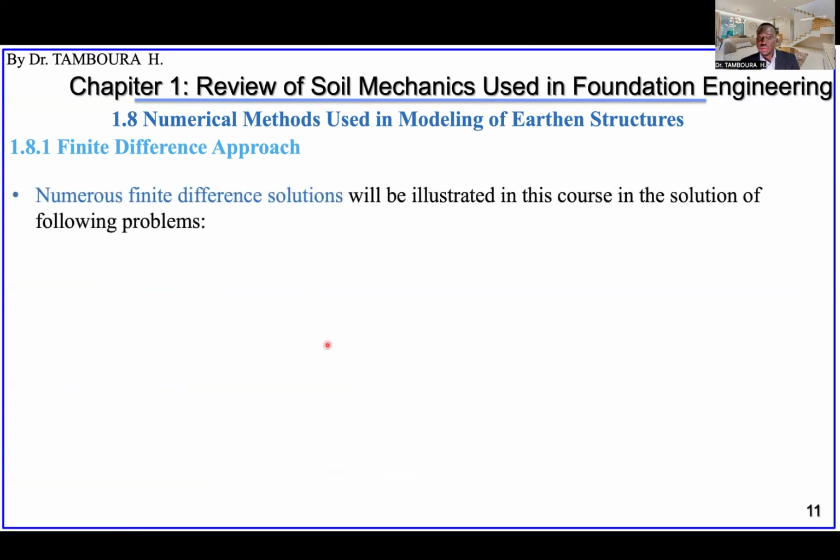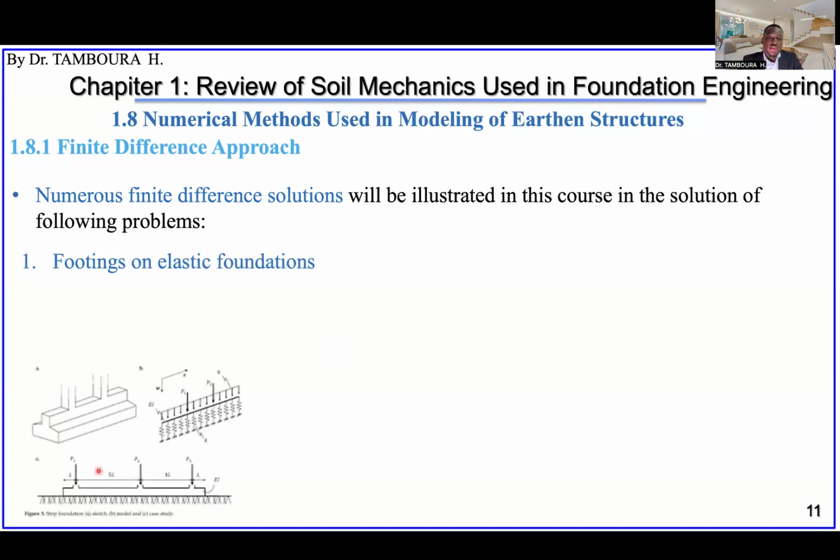So many finite difference solutions will be illustrated in this program, this foundation engineering course, for the following problems. For example, in chapter, I don't remember exactly, chapter 5 or so, we will talk about footings on elastic foundation. Okay, something like that. This is just an illustration. So we will use the finite difference approach to solve this kind of problem later in this program.